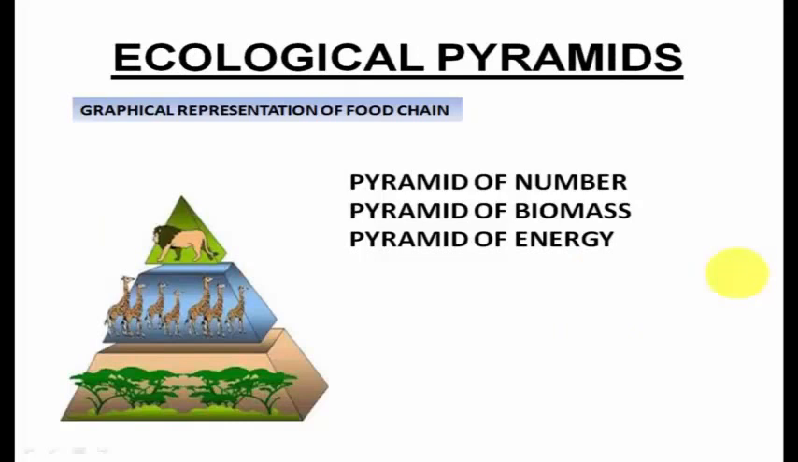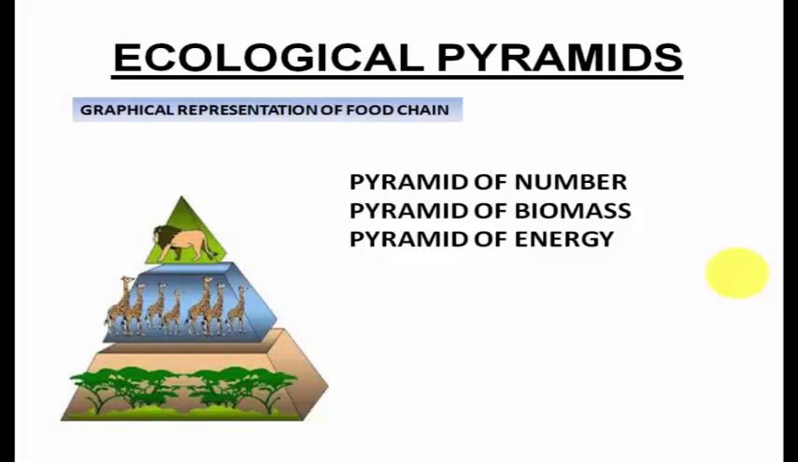So now let's talk about another important concept which is known as ecological pyramid. Ecological pyramid is nothing but a graphical representation of food chain. We studied food chain as a linear chain: grass is eaten by a rabbit, which is eaten by a wild animal. But if we represent the same thing in the form of a pyramid, then this is called an ecological pyramid. And there are three kinds of such pyramids available: the pyramid of number, the pyramid of biomass, and the pyramid of energy.